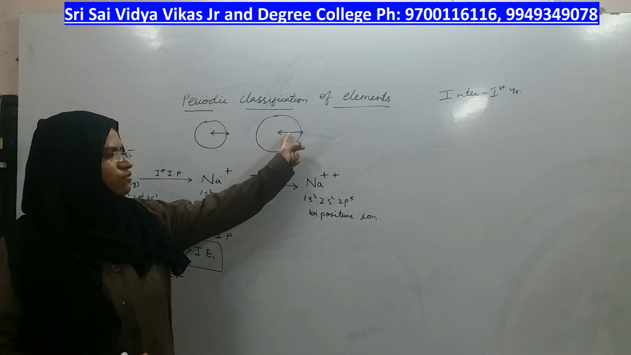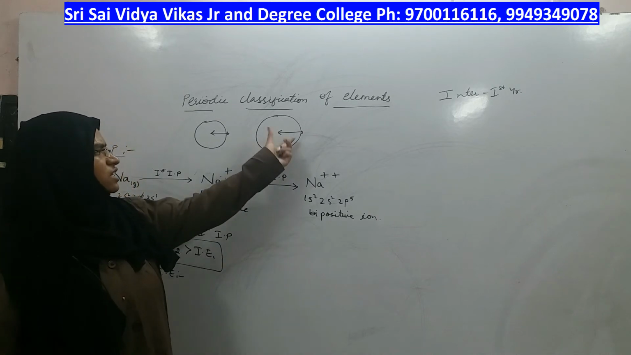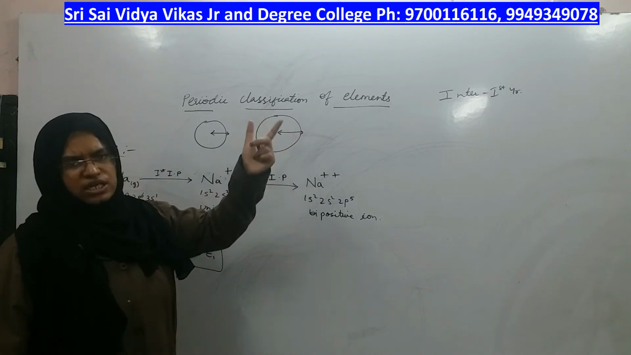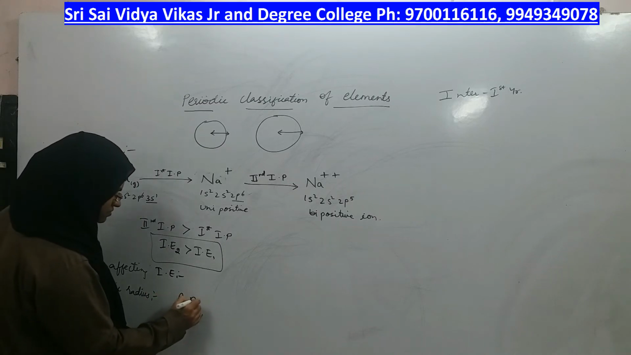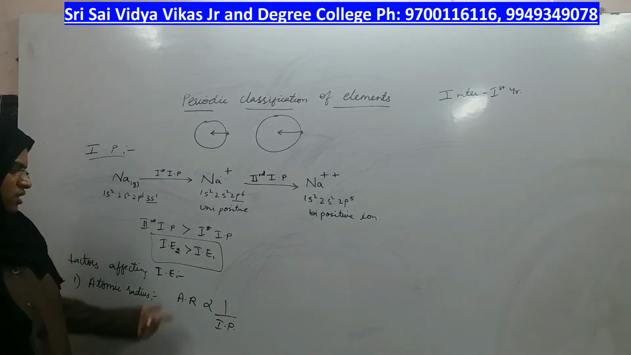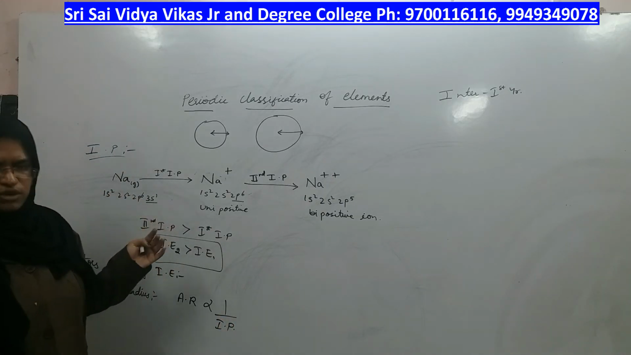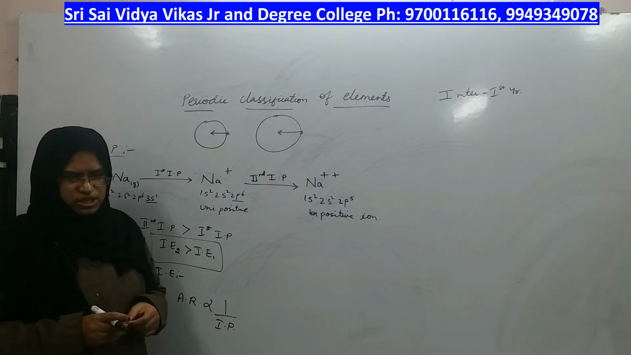That much energy you won't need to remove the electron which is away from the nucleus. In that case, if atomic radius is more, ionization energy will be less, right? So atomic radius is inversely proportional to ionization potential or ionization energy. If the atomic radius is more, ionization potential will be less. If atomic radius is less, ionization potential is more.